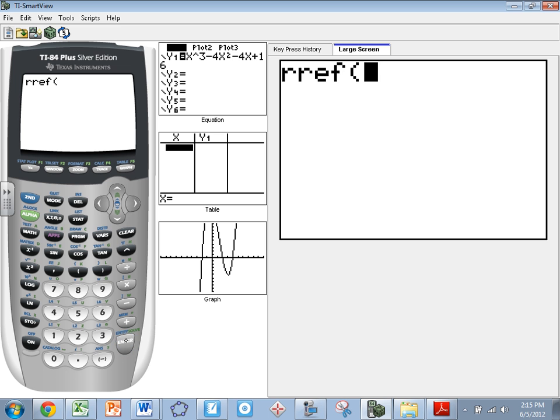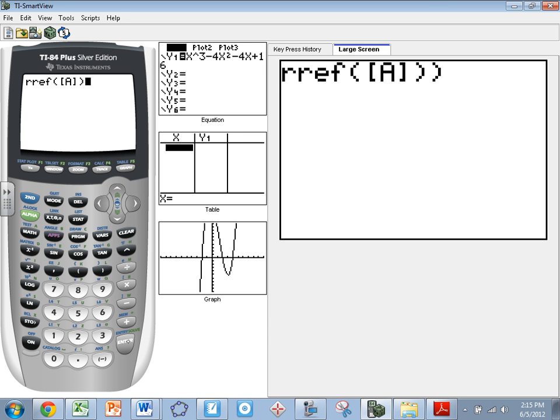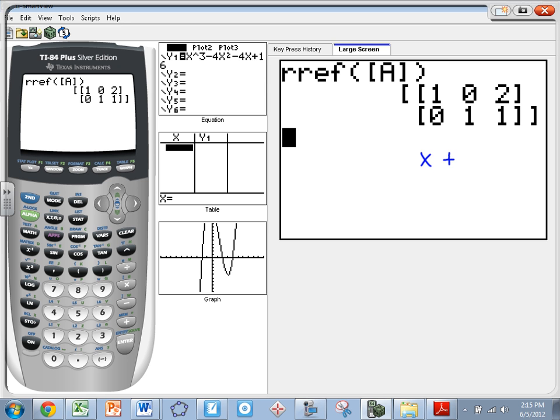RREF of matrix A, second matrix of matrix A. Close, close. Oh no. Let's go to our syntax error. I closed it twice by accident. There it is. And again, this tells us, really, x plus 0y equals 2. That's the first line that we get there. The second line tells us 0 plus 1y equals 1. There's a 1 in front of this x, really, sorry. Just in case you guys didn't see that. There's really a 1 in front of the x. Well, 1x equals 2 is the important part.